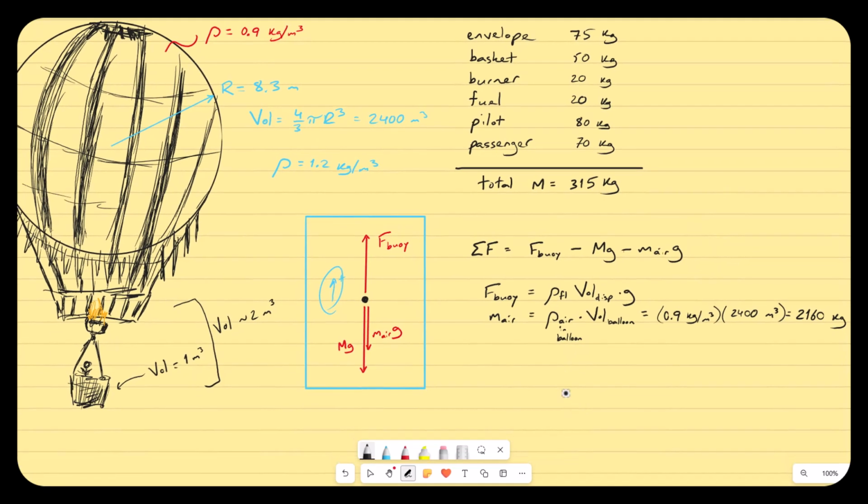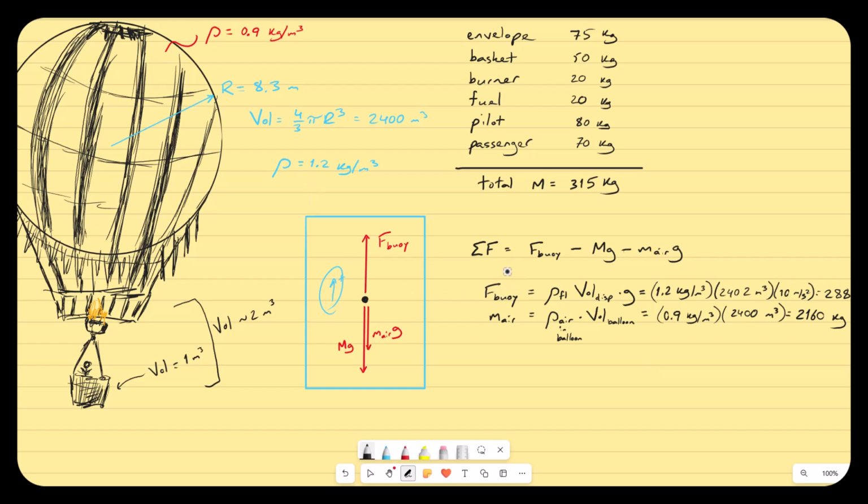Now I need to start putting pieces together. My buoyant force: my density of my fluid is the fluid around it, that's the air, 1.2 kilograms per cubic meter, times the total volume displaced. The total volume displaced, I've got my 2400 cubic meters plus 2 more. So 2402 cubic meters, and then times gravity, so times 10 meters per second squared, and that gets me to a value of 28,800 newtons. It's a lot of lift.